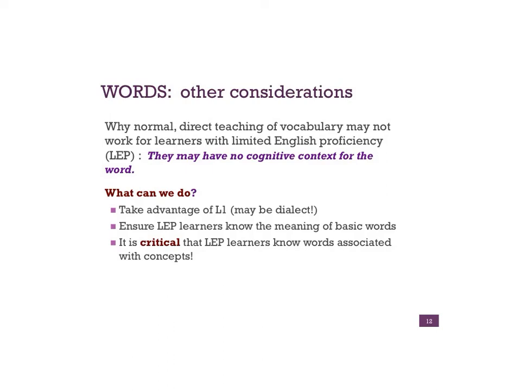Teachers need to have many tools in their instructional toolbox to help these learners. Let's understand for a moment why normal direct teaching of vocabulary may not work for learners with limited English proficiency. Those are our LEPs. They may have no cognitive context for the word. So what can we do? We can take advantage of their first language, and that first language may be a heavy dialect. We can ensure that limited English proficiency learners know the meaning of basic words. Above all, it is critical that LEP learners know words associated with concepts. Don't despair, we are going to go there. There's more to follow.